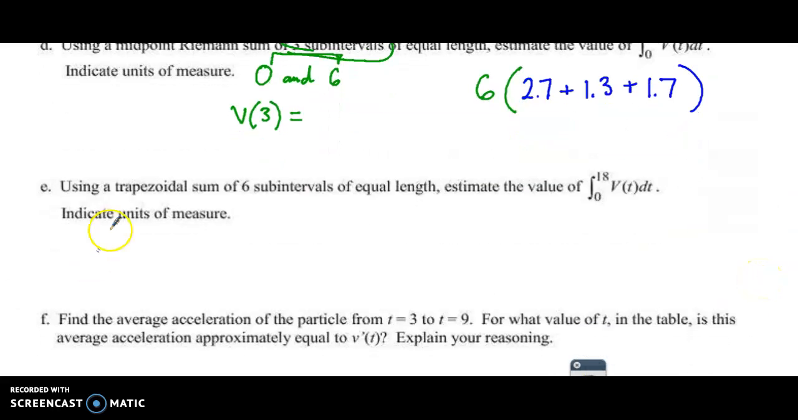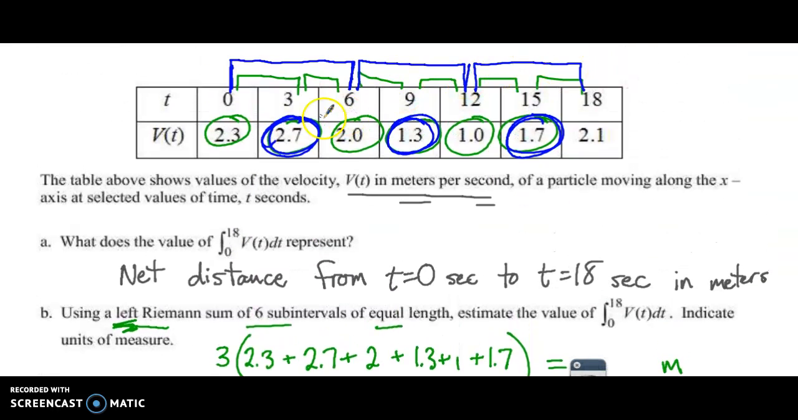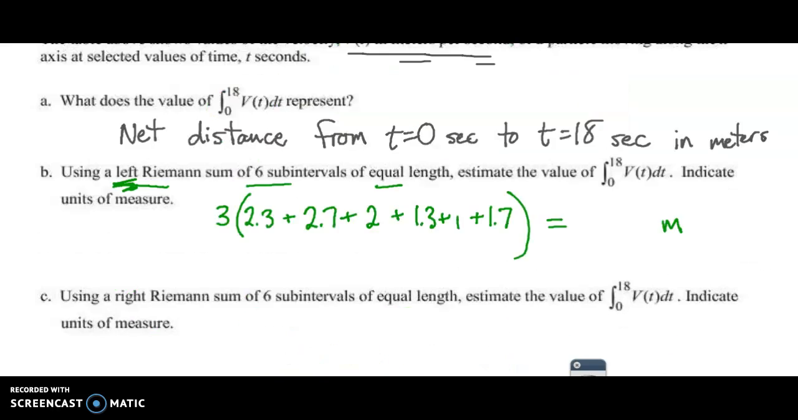So remember, the trapezoids look something like this. I should only do 1. But anyway, the formula for a trapezoid is 1/2 times the width. And since we're back to 6 subintervals, each width will be 3. And then times the height. Well, the height of the first trapezoid, and again, I should have color coded this better, would be the sum of 2.3 and 2.7.